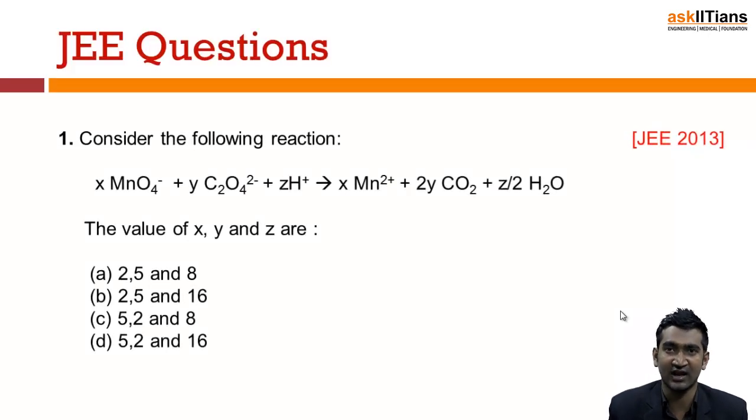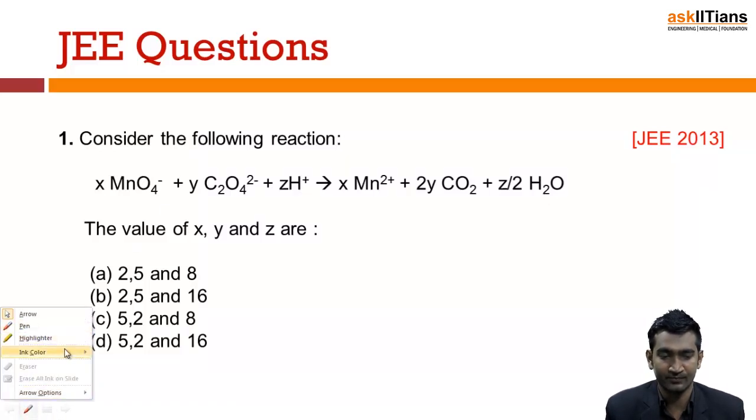This is the first question, guys. Consider the following reaction: X MnO4 negative plus Y C2O4 2 negative plus Z H plus gives X Mn2 plus plus 2Y CO2 plus Z by 2 H2O. Now you have to find the values of X, Y and Z. This question has already come in JEE 2013.